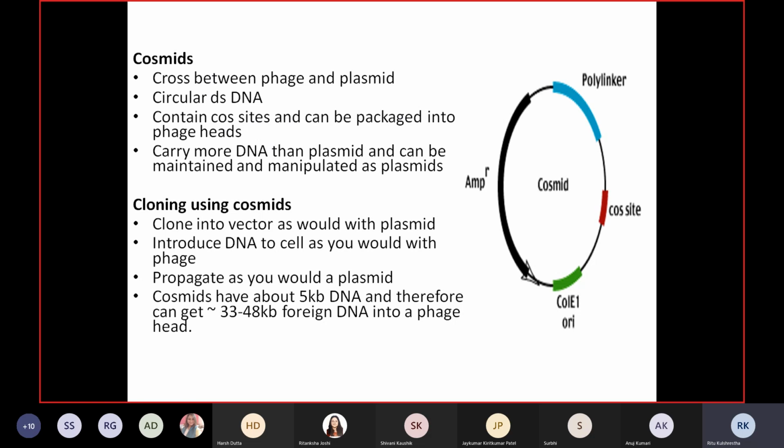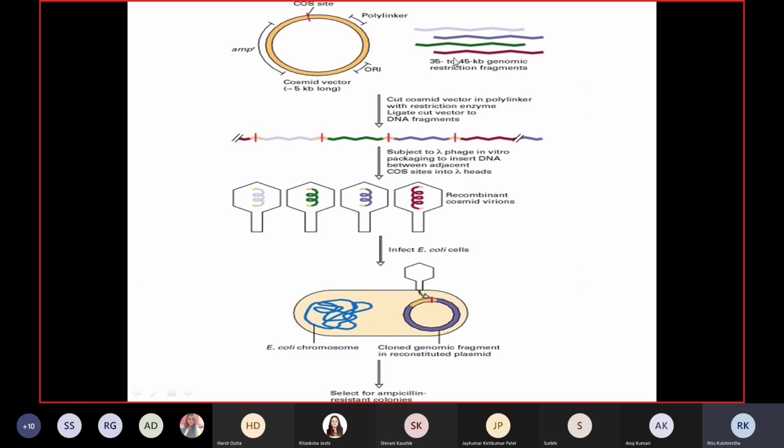So how will you go about cloning in these vectors? Let's go through that. We generate our genomic DNA fragments of around 35 to 45 kb, and this is my cosmid vector. I cut my cosmid vector at the polylinker site, also called the MCS, multiple cloning site, with the same enzymes which are present at the ends of these genomic DNA fragments. Once I cut both, I perform the ligation reaction.